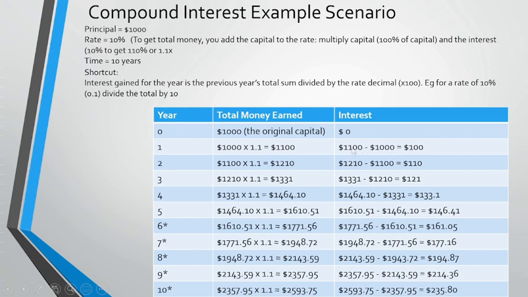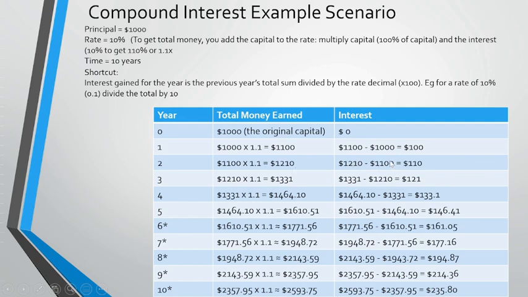So you have that total, the total money. That's $1,000 plus $100 worth of interest. You multiply that by 1.1, or 1 point whatever percentage you had. In this case, it's 1.1 and you get 1,210.